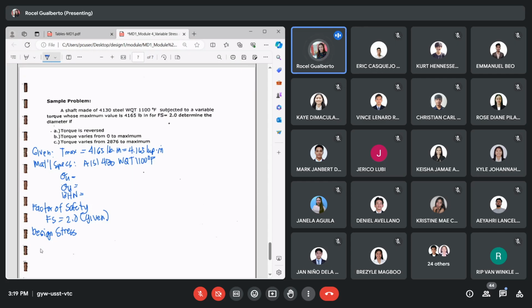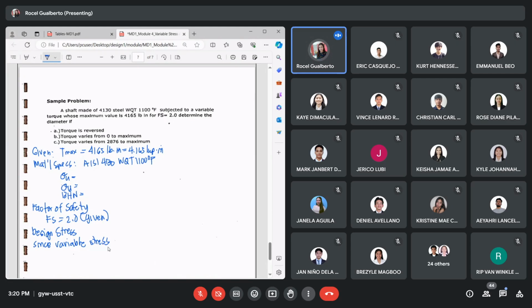Since this is variable stress, we are to use the Soderberg or the Goodman equation. That is the only choice since this is a variable stress. So how do you know it's a variable stress? The identifier here is that you have a variable torque, which is the indicator that the problem is under a variable stress.